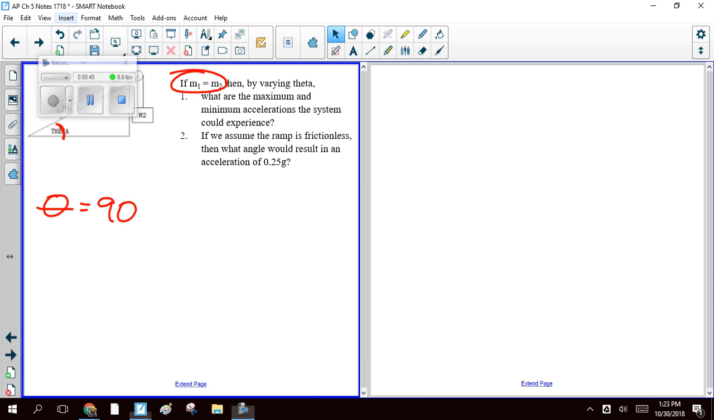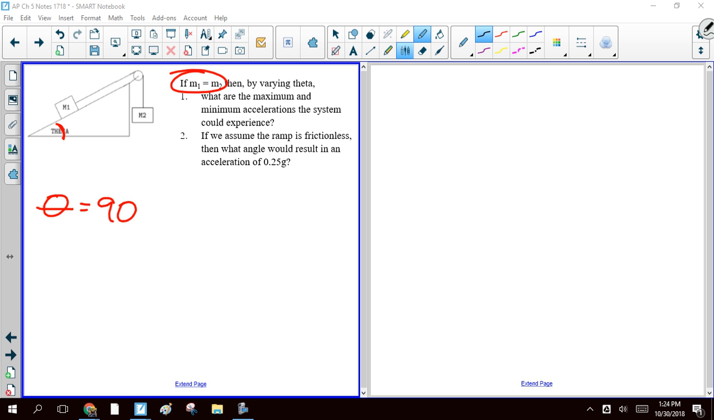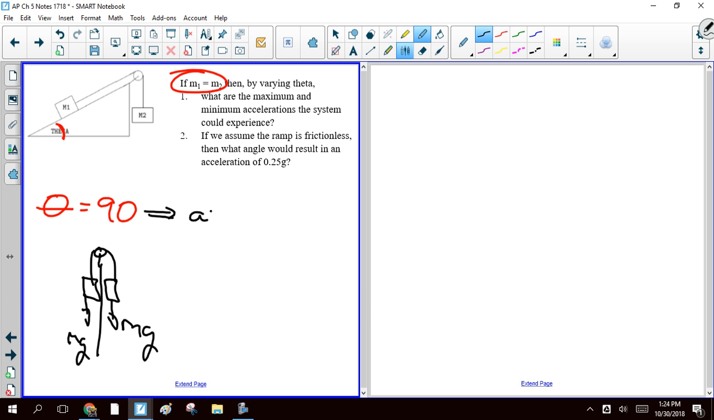All right, so if theta is 90 degrees, basically what we end up with is a ramp that is completely vertical with a pulley at the top, and then a box hanging over each end. And if the two boxes are equal, then we're going to have force of gravity over here, which is mg, and force of gravity over here, mg. One of them has to be negative. You end up with an acceleration of 0, right? So I think that's probably the smallest acceleration you could get, would be 0.